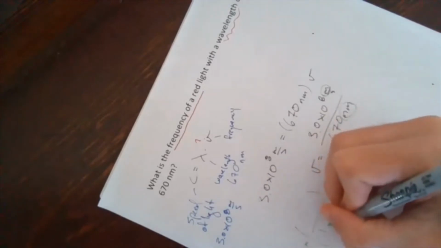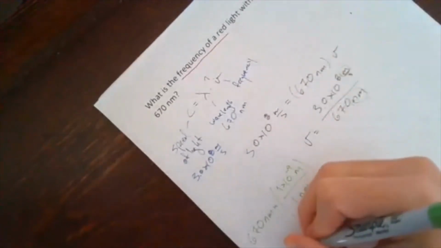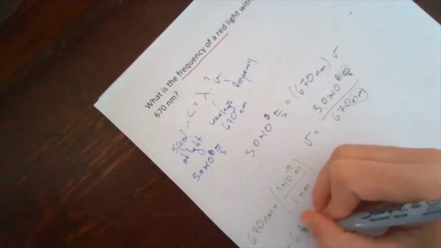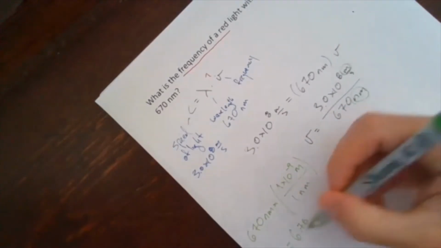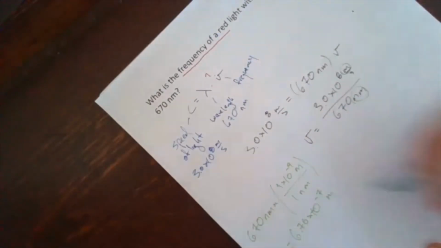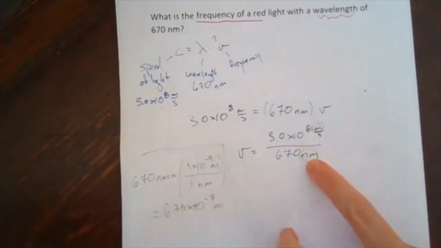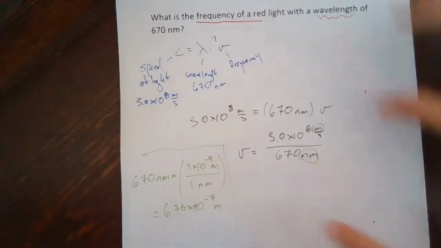So what I need to do is just switch out from 670 nanometers, which is a metric unit. So what I can do is that 1 nanometer is 1 times 10 to the negative 9 meters. That's just the definition of nanometer. And I get that it is 6.70 times 10 to the negative 7 meters. So I just need to do that conversion, get it cleaned up. Instead of using a nanometer representation, use a meter representation for everything.